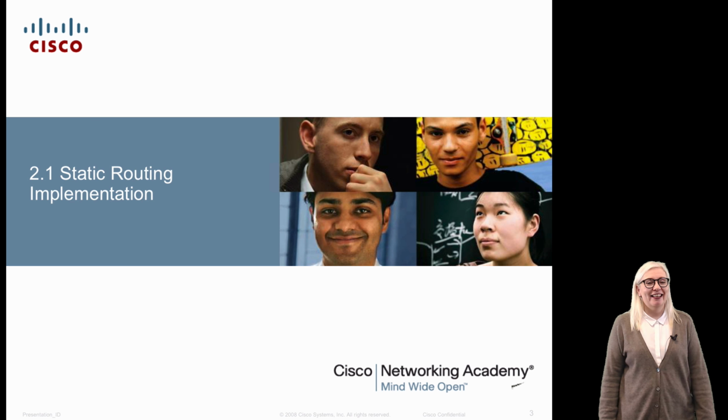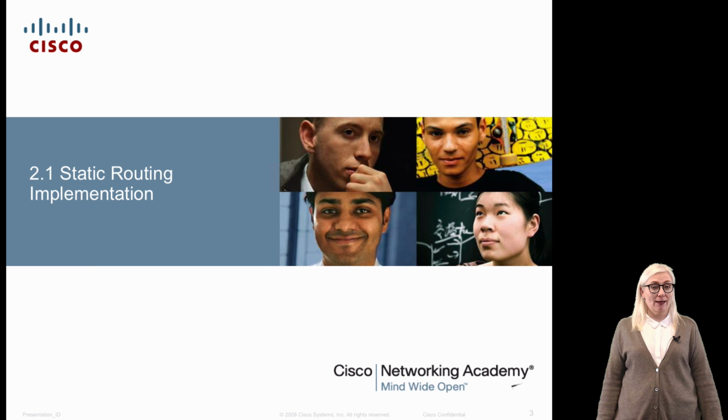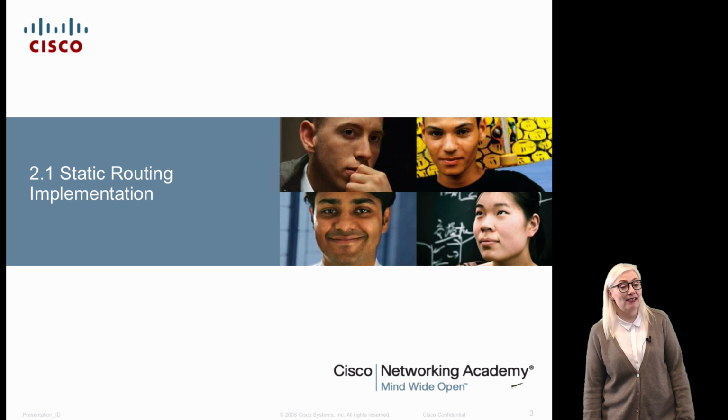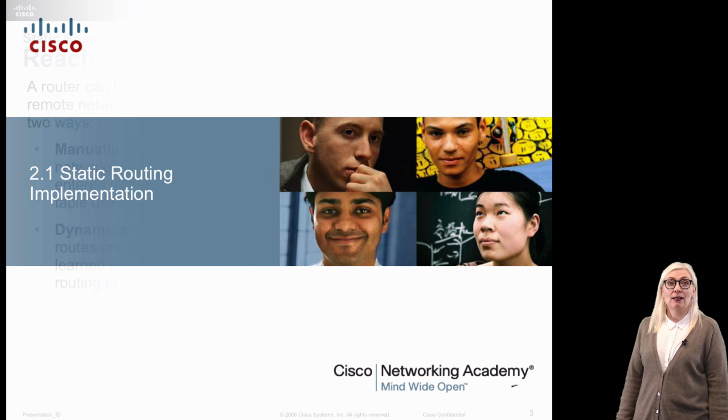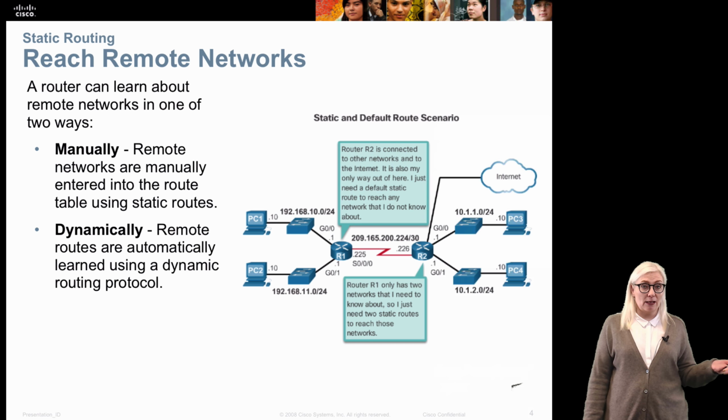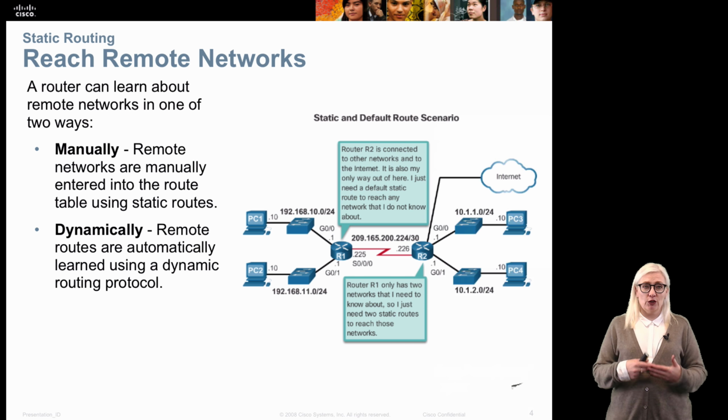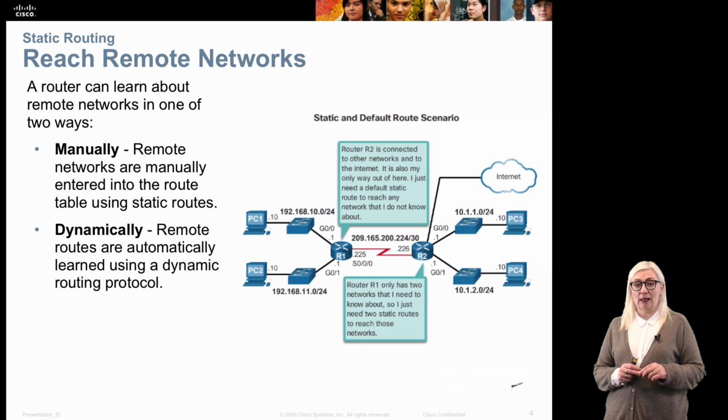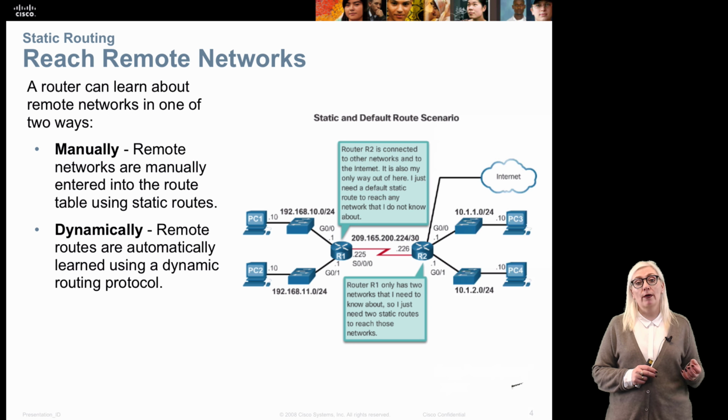Hi, this is a presentation of static routing implementation, and it's a part of my CCNA2 course. This is about static routing and why we are using it. Because basically there are two ways to implement routing, either statically or dynamically.